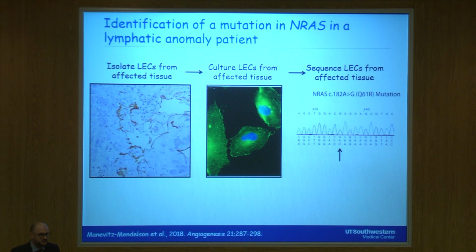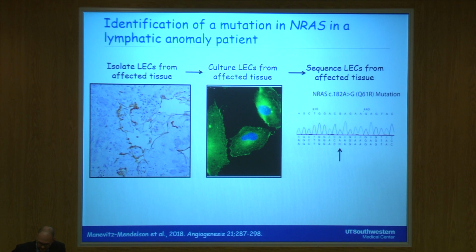And I just want to briefly go over a success story. This is a paper that was published earlier this year, and it's on one patient that was diagnosed with GLA, a sort of GLA, KLA type patient. And what we're looking at here is affected tissue from the patient. What the investigator did was isolate lymphatic endothelial cells from this affected tissue, culture these cells on a dish, and then sequence the DNA isolated from the cells. And by doing that, she identified an activating mutation in a gene called NRAS.